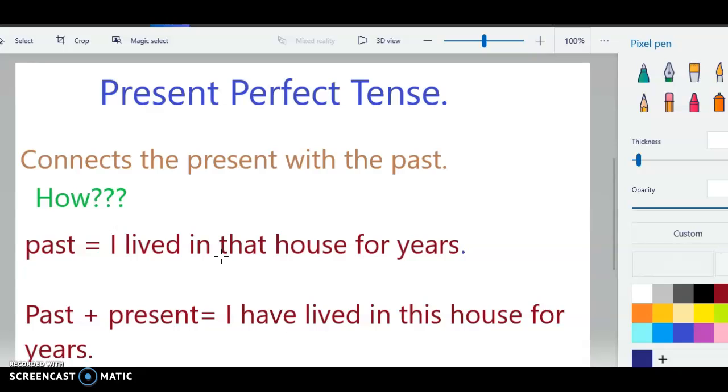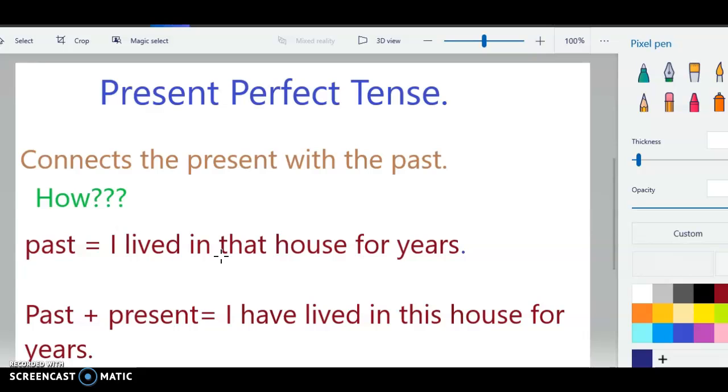Now, what is present perfect tense? So present perfect tense connects the present with the past. It connects something that's happening now with something that has already happened. It connects our current present with the past, something that's already happened. How does it do this? Well, let's take a look at some examples. In order for us to understand it, we need to compare it with the past tense.